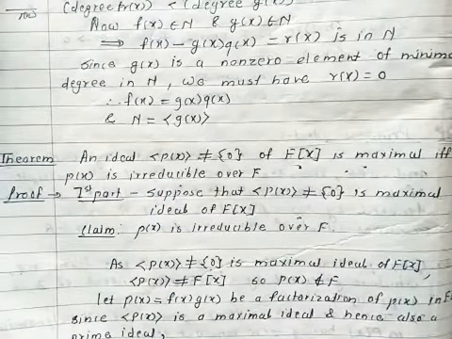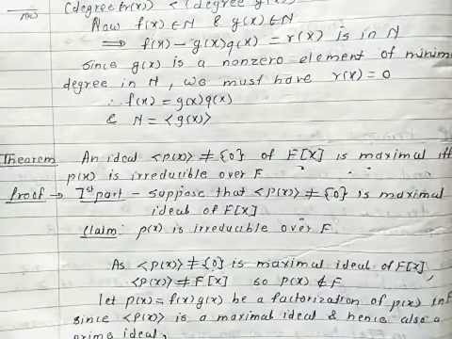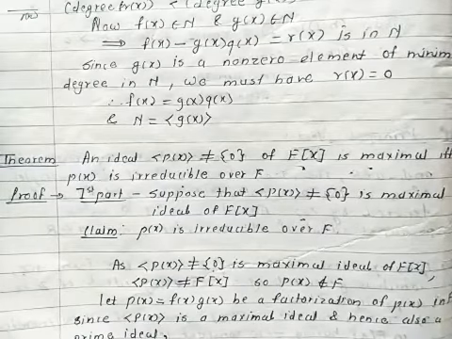Okay, so let's stop here. Our second chapter, ideals and factor rings, is completed. Let's stop here. Thank you.